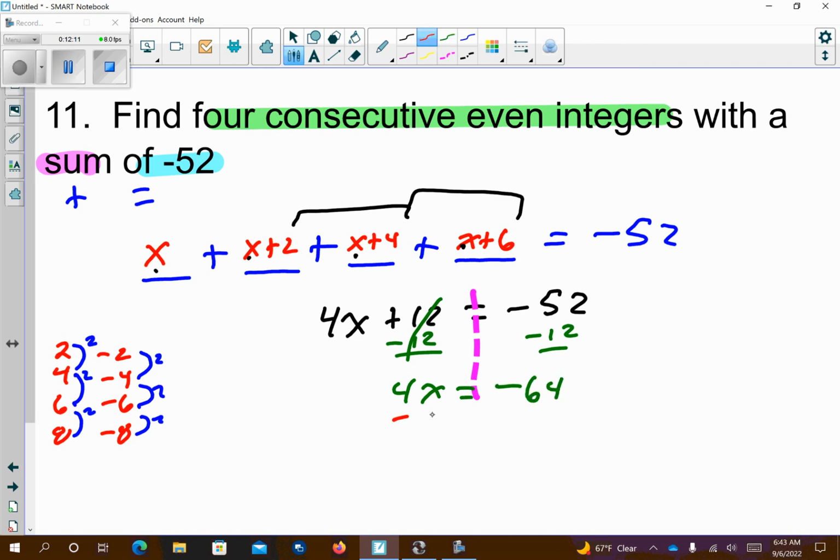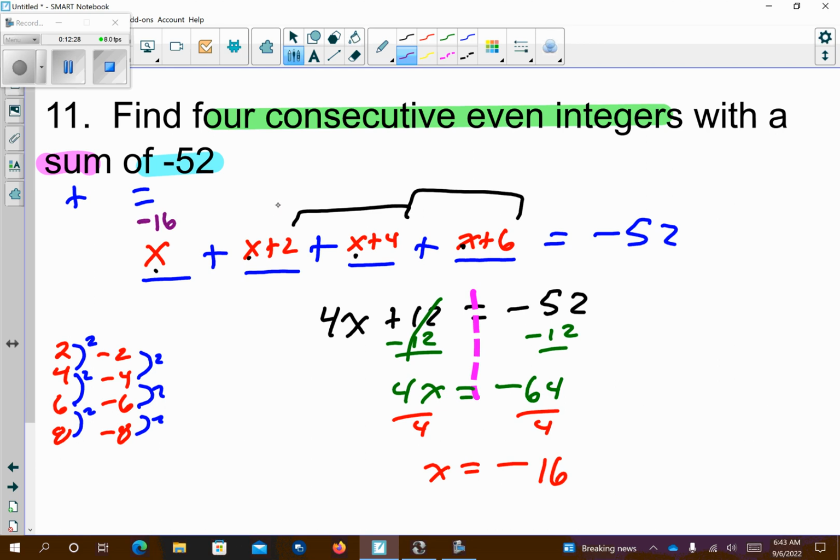Let's divide both sides by 4. Looks like my answer is going to be negative, and that's okay. So I have a negative answer. 4 goes into 6 once. 4 goes into 24 16 times. Okay, so if I wanted to solve this, x is -16.